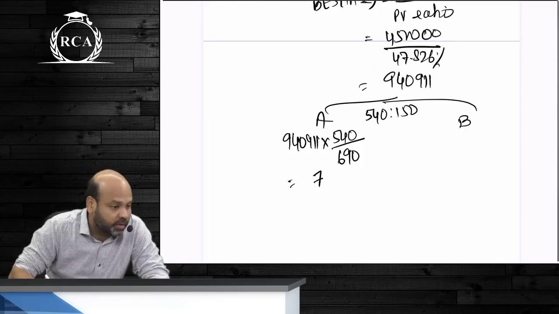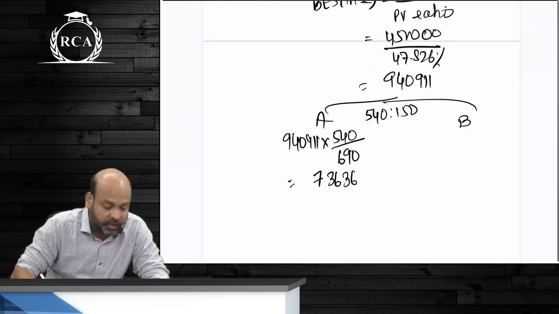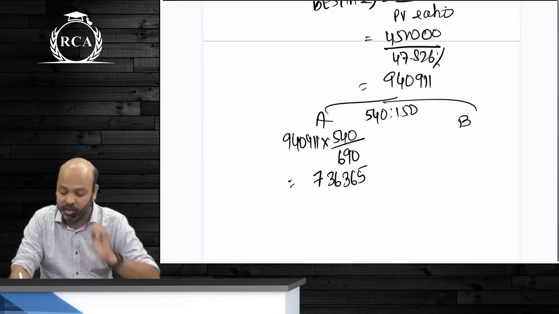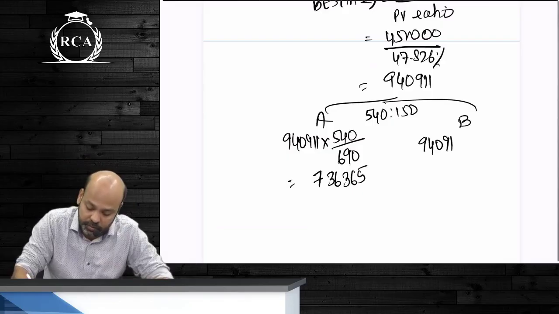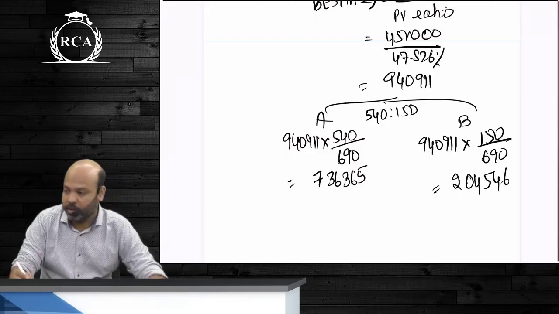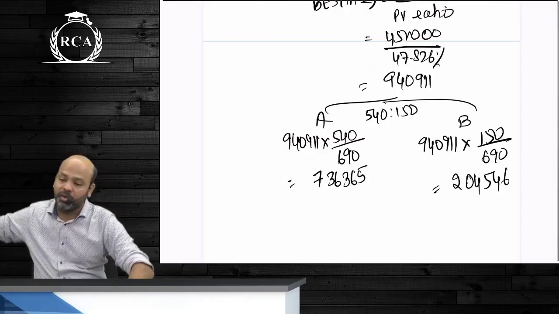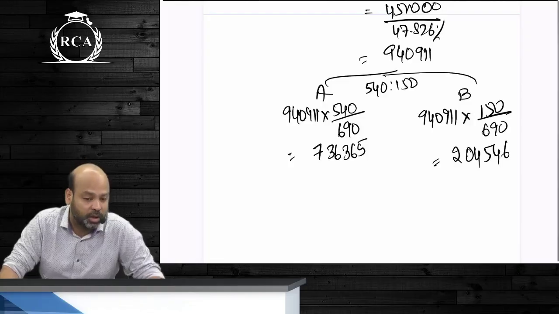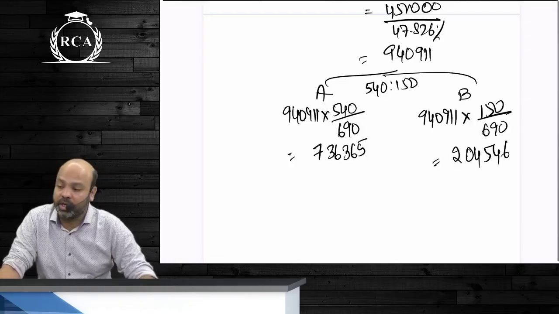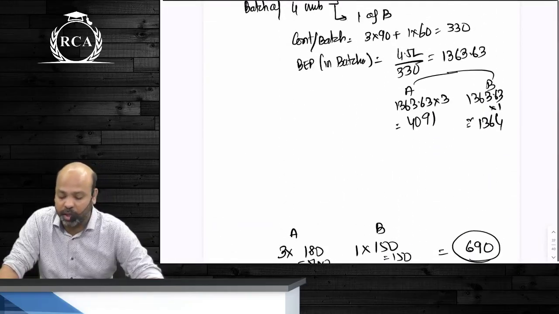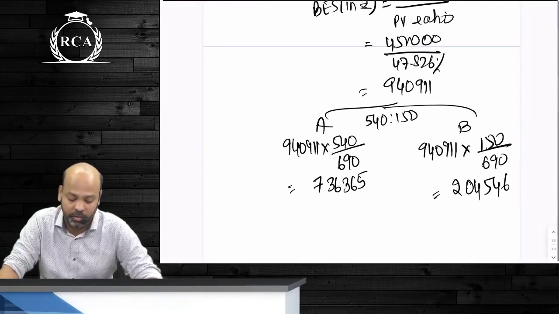7 lakhs 360. This much detail has never come in exams, but just for our understanding, I gave it. Into 150 divided by 690. For 540, if you divide this by the selling price per unit, which is 180 rupees and 150 rupees, you will get the same units that you got earlier. This is 7,36,365 divided by 180 rupees. You will get the number of units as 4091. And for the other one, the same value.